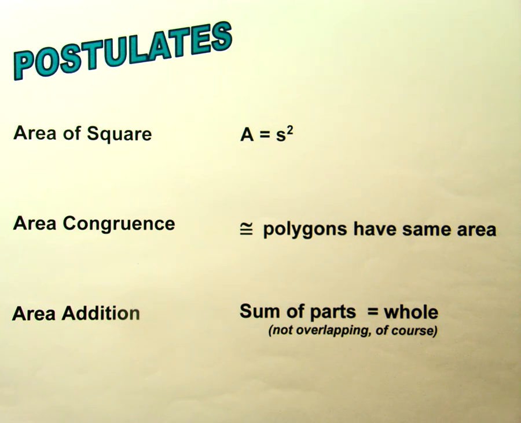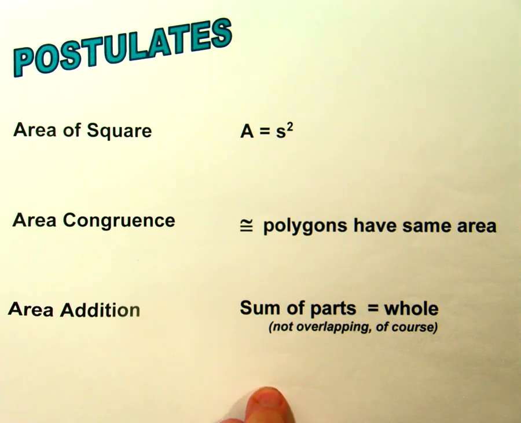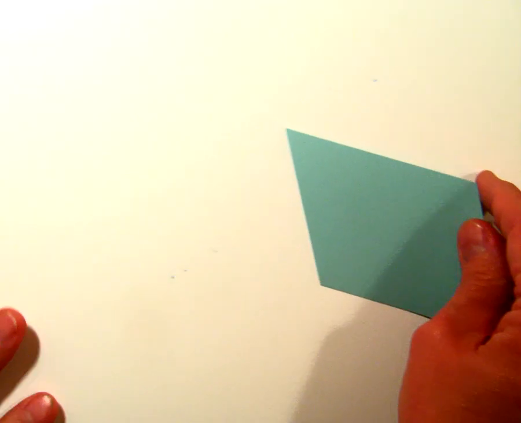Okay, once again, our sum of the parts as a whole rears up and helps us out. It is true in two-dimensional figures, area, that the sum of the parts is, of course, the whole, and obviously that means they're not overlapping, but you knew that, didn't you? Okay, let's look at a couple of things here. The area of a parallelogram. Couple of ways to think about the area of a parallelogram.